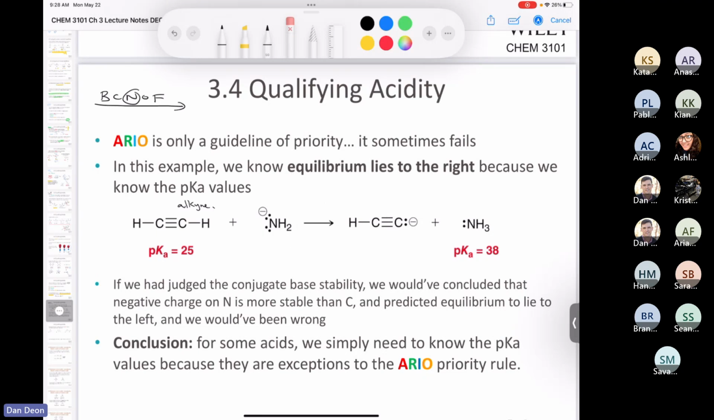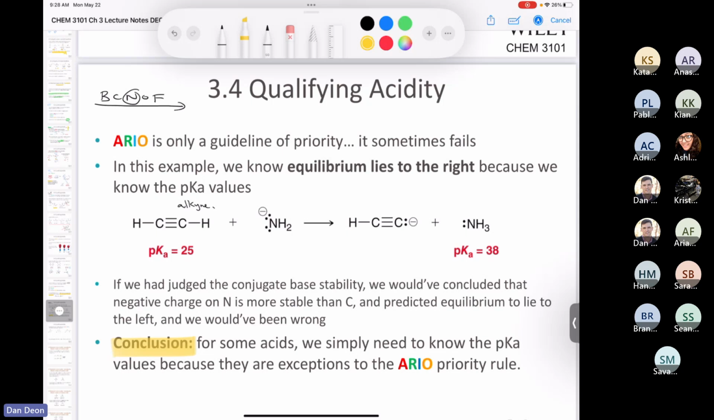All right, so why is that? Well, it says if we had judged it on conjugate base stability, we would have concluded that the negative charge on nitrogen is more stable than the negative charge on carbon, and predicted the equilibrium to the left, so we would have been wrong. So the conclusion is this. Here's our conclusion. For some acids, you just need to know pKa values because they are exceptions to the ARIO priority rule.